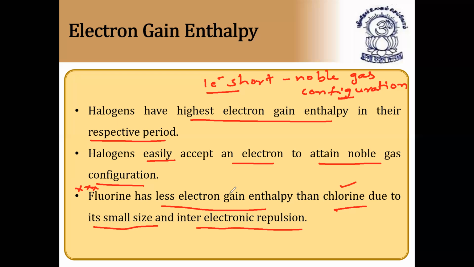So why does chlorine have more electron gain enthalpy? If you take the electron gain enthalpy order into consideration: chlorine, then fluorine, then bromine, then iodine. This is the electron gain enthalpy order, or electron affinity order. I hope it is clear.